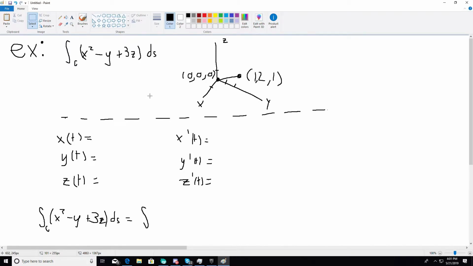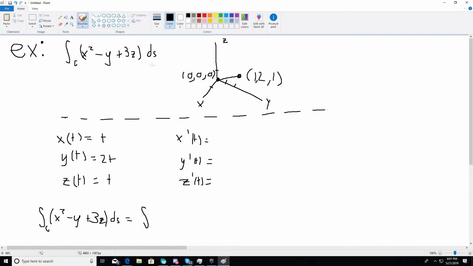Alright, so this is our first example of a line integral. So we have the line integral of x squared minus y plus 3z ds. And this is the curve that we are taking the integral on. So first we need to parameterize this curve. It's from 0, 0, 0 to 1, 2, 1. So we will say that x is equal to t, y is equal to 2t, and that z is equal to t.